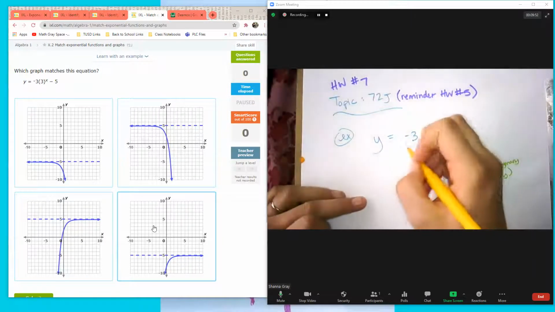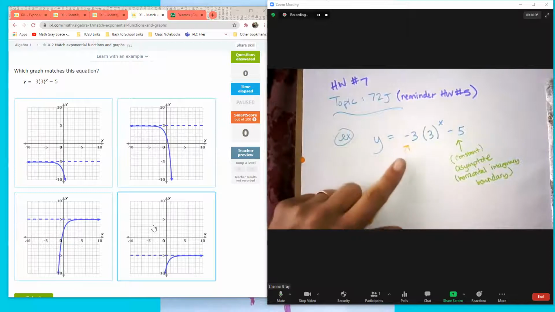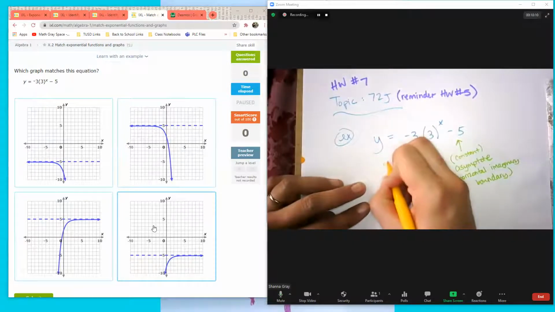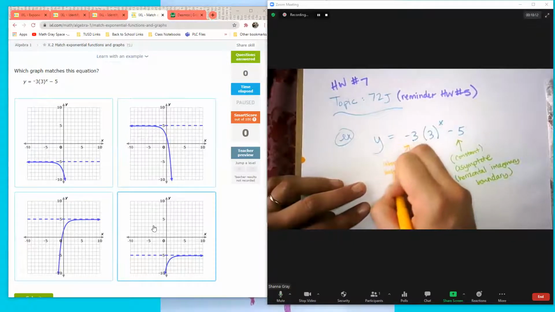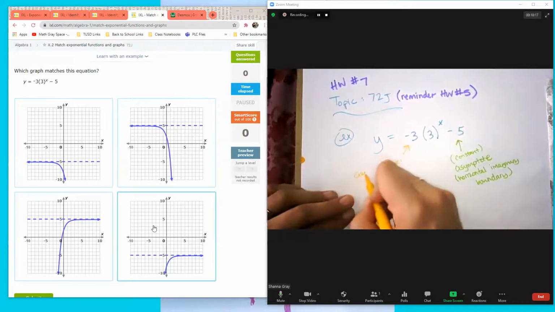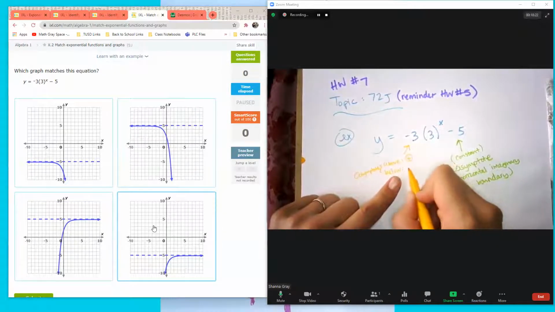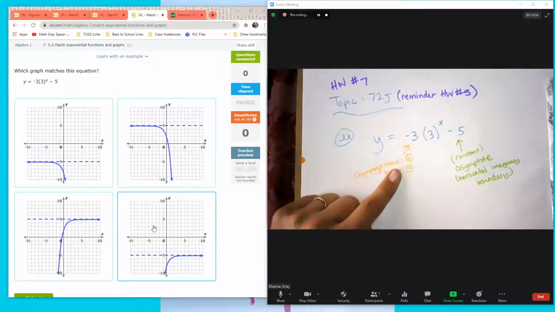Another part to pay attention to is this number out front, which later would be something we call an initial amount if we're talking about a situation with exponential, like a word problem or something. But this also tells you in a graph where it is above or below the asymptote. So it's either going to be above the asymptote or below the asymptote. And it's based on whether this is a positive number or a negative number. So it'll be above that dotted line if it's a positive number out front.